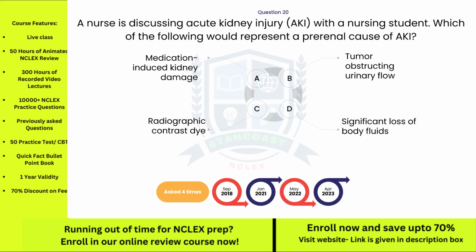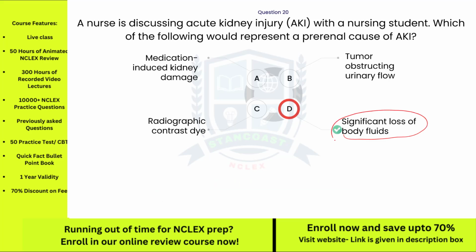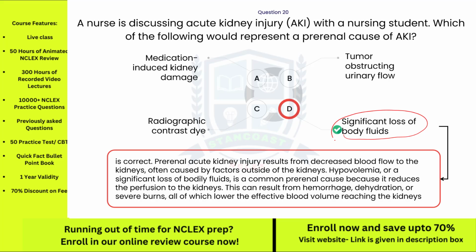The correct answer is D. Significant loss of body fluids. D is correct. Prerenal acute kidney injury results from decreased blood flow to the kidneys, often caused by factors outside of the kidneys. Hypovolemia, or a significant loss of bodily fluids, is a common prerenal cause because it reduces the perfusion to the kidneys. This can result from hemorrhage, dehydration, or severe burns, all of which lower the effective blood volume reaching the kidneys. A and C are incorrect.